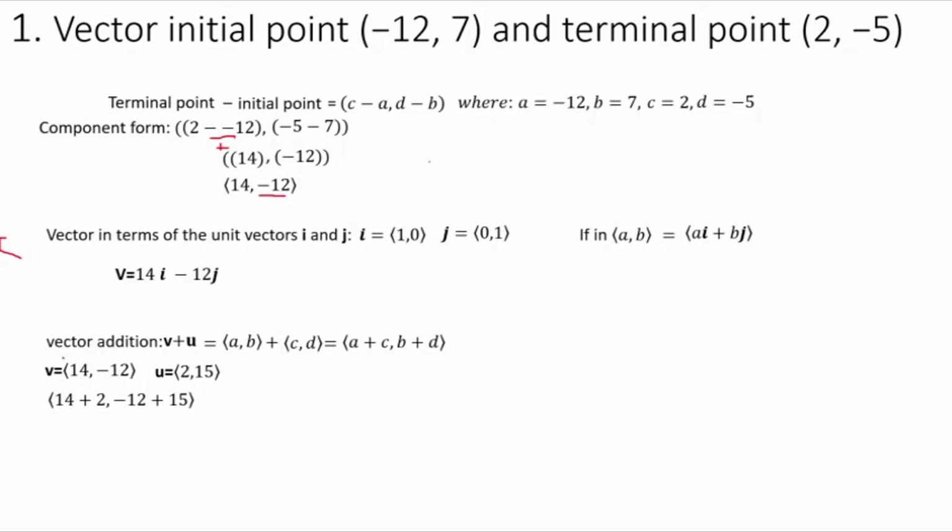So from here we got 14 plus 2, again a and c, negative 12 plus 15, the b plus the d. So v plus u will be 16, which is when you add 14 and 2. And then negative 12 plus 15 will give you 3.